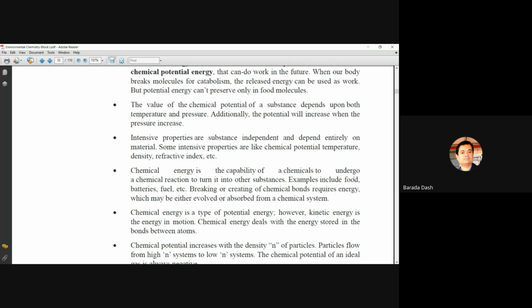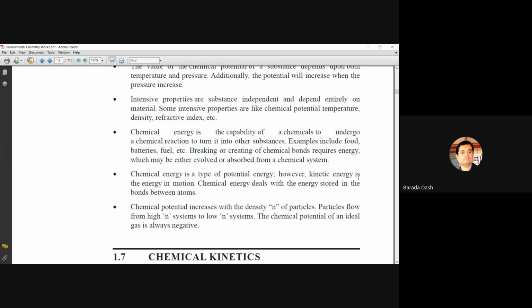Chemical energy is the capability of a chemical to undergo a chemical reaction to turn into other substances. Examples include food, batteries, fuel, etc. So when a chemical reaction occurs, it gives energy. Breaking or creating chemical bonds requires energy, which may be either evolved or absorbed from the chemical system. Chemical energy is a type of potential energy.